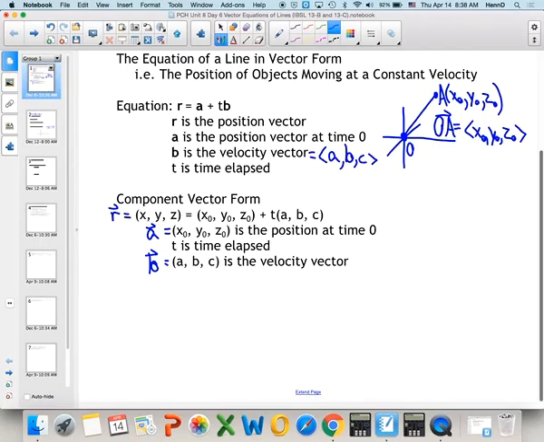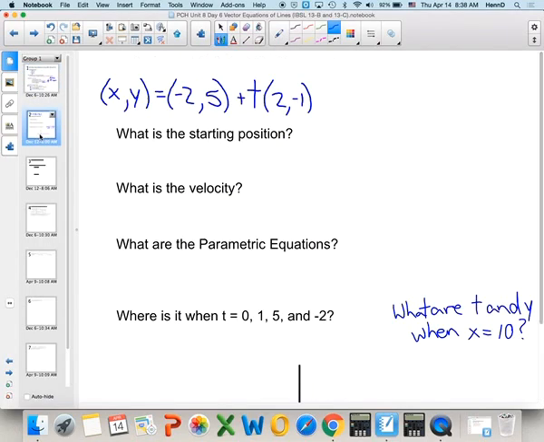So, let's examine this a little bit with an equation. We'll start with one in 2 dimensions.